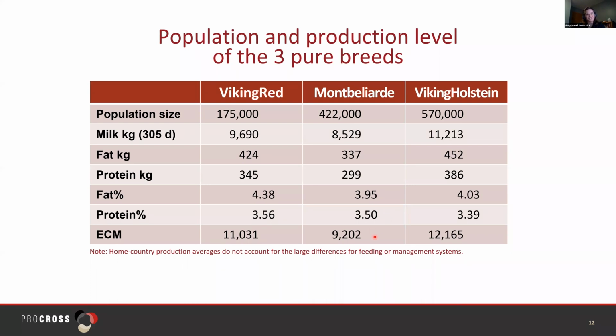On an energy corrected basis, here are then their three levels of production again in kilograms, multiply by 2.2 if you want to think about it in pounds. You'll note here that the Montpellier seems significantly lower than the other breeds. And again, that's because of the production systems that they come from. Like I said a minute ago, half of the Montpelliers are found in grazing systems. So we need to think about how those systems really impact this national average.